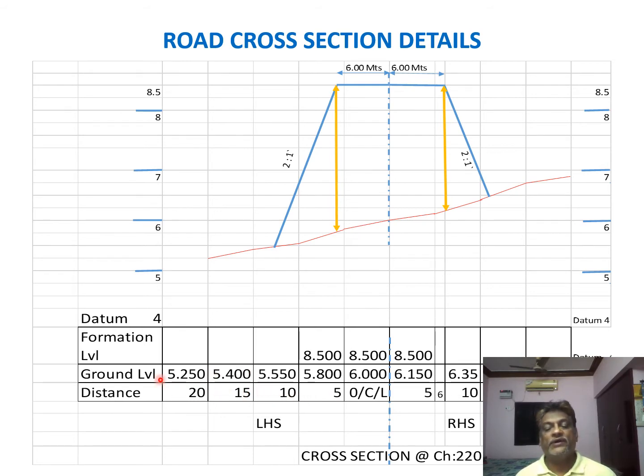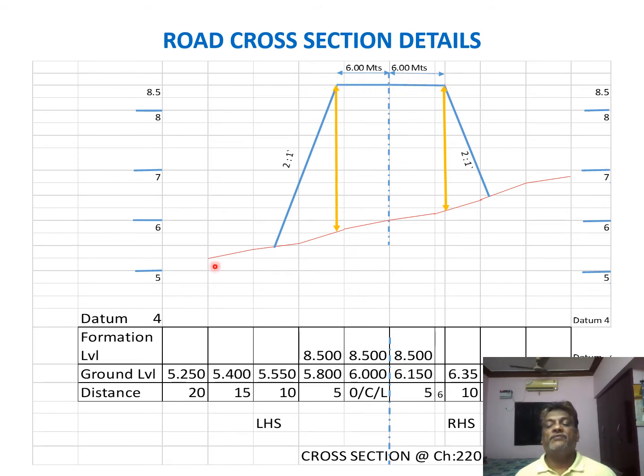So we have levels written at 0, 6 meters is the ground level, then 5.8, 5.55, 5.4, 5.25 on the left hand side, and similarly you have levels given on the right hand side. The formation level is the top level. The top level of the formation is taken as 8.5 meters, and 6 meters on either side of the center point is the top width. So the total width is 12 meters.